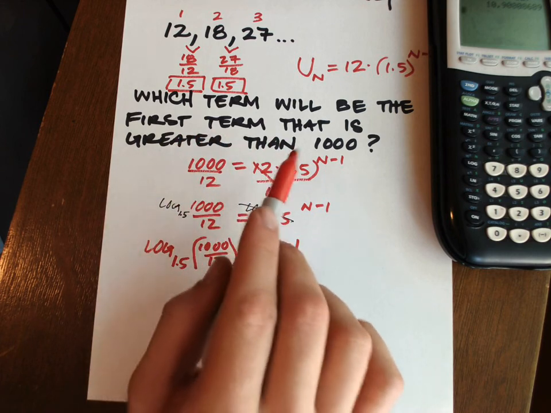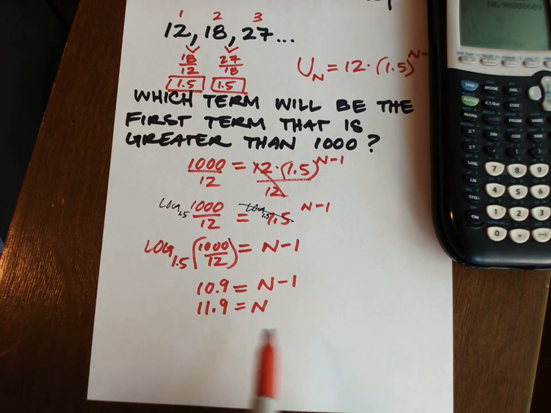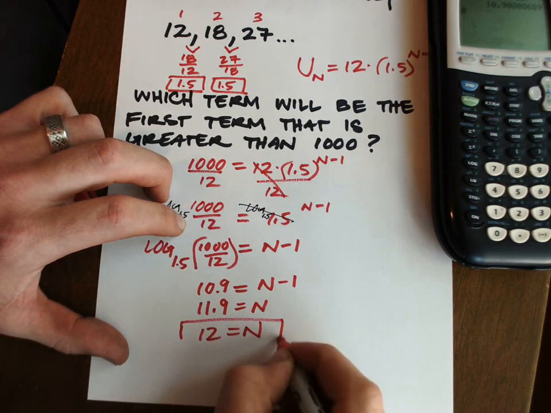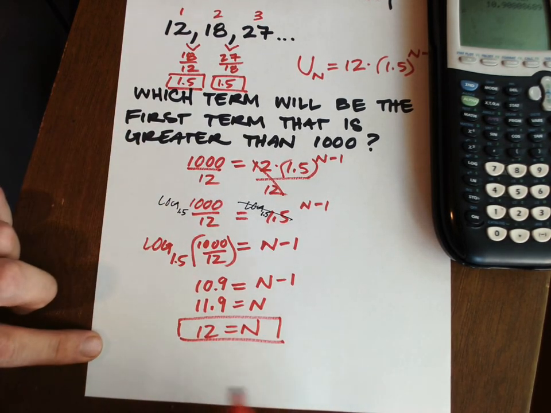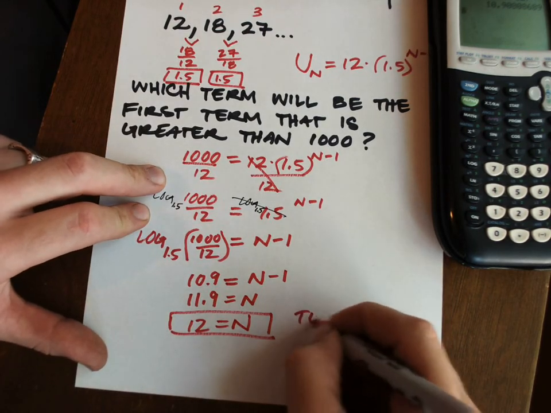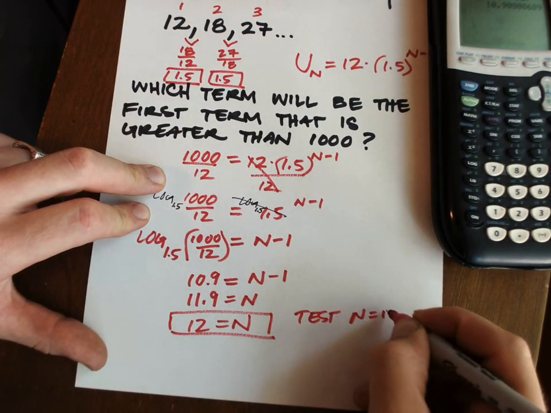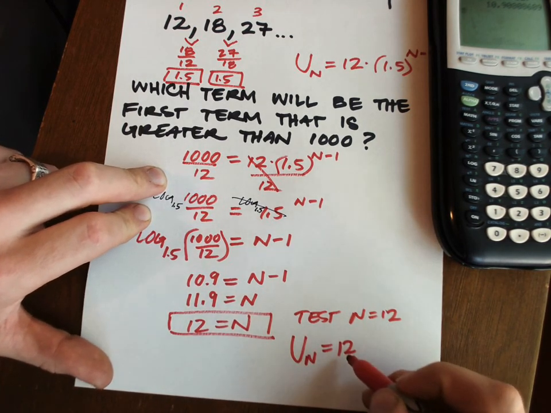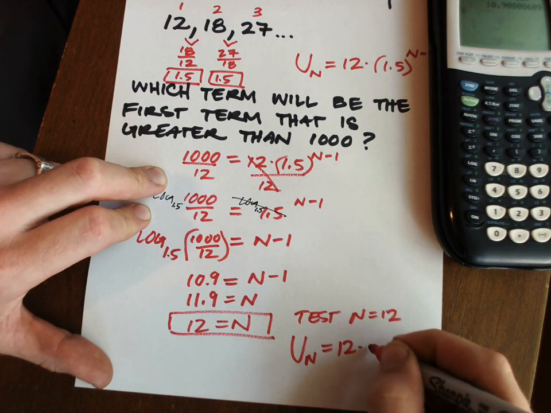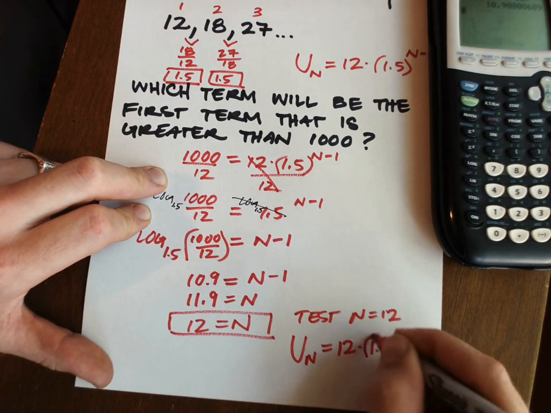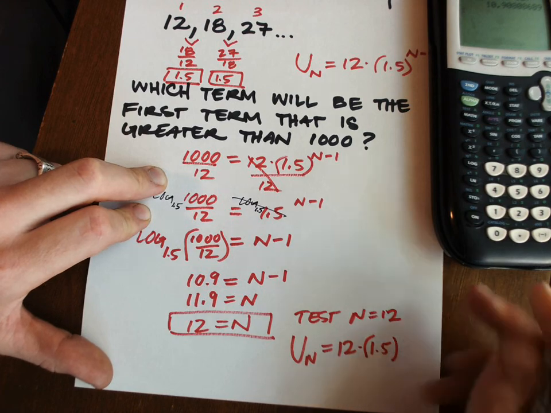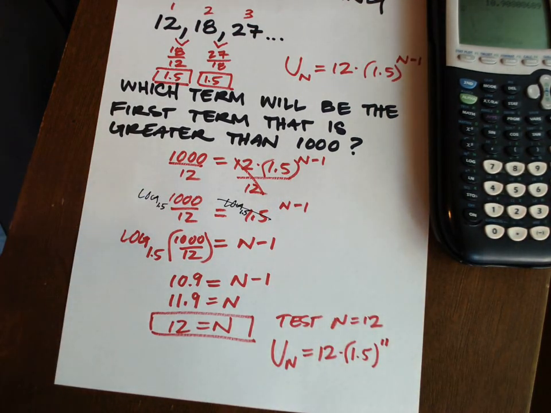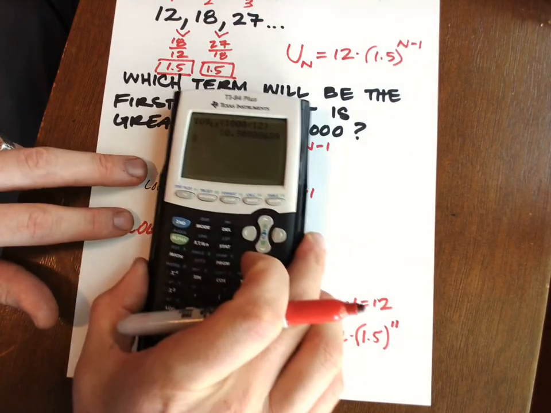The first term that is greater than 1,000 would then be the 12th number. So 12 is n. And let's just go ahead and test this. If you plug it back in, we're going to test n equals 12 in the formula. 12 is also the starting number, times 1.5, and the 1.5 would then be to the n minus 1, which is the 11th power, and let's see if it's above 1,000.